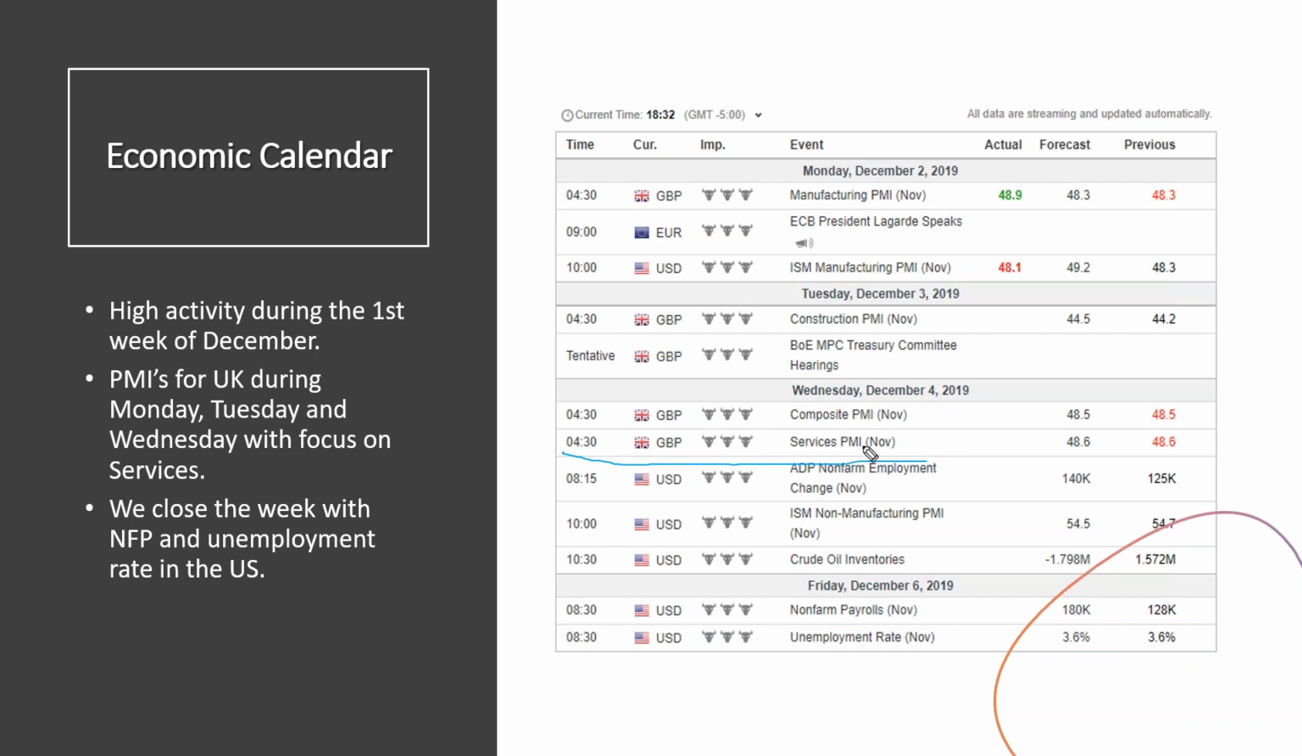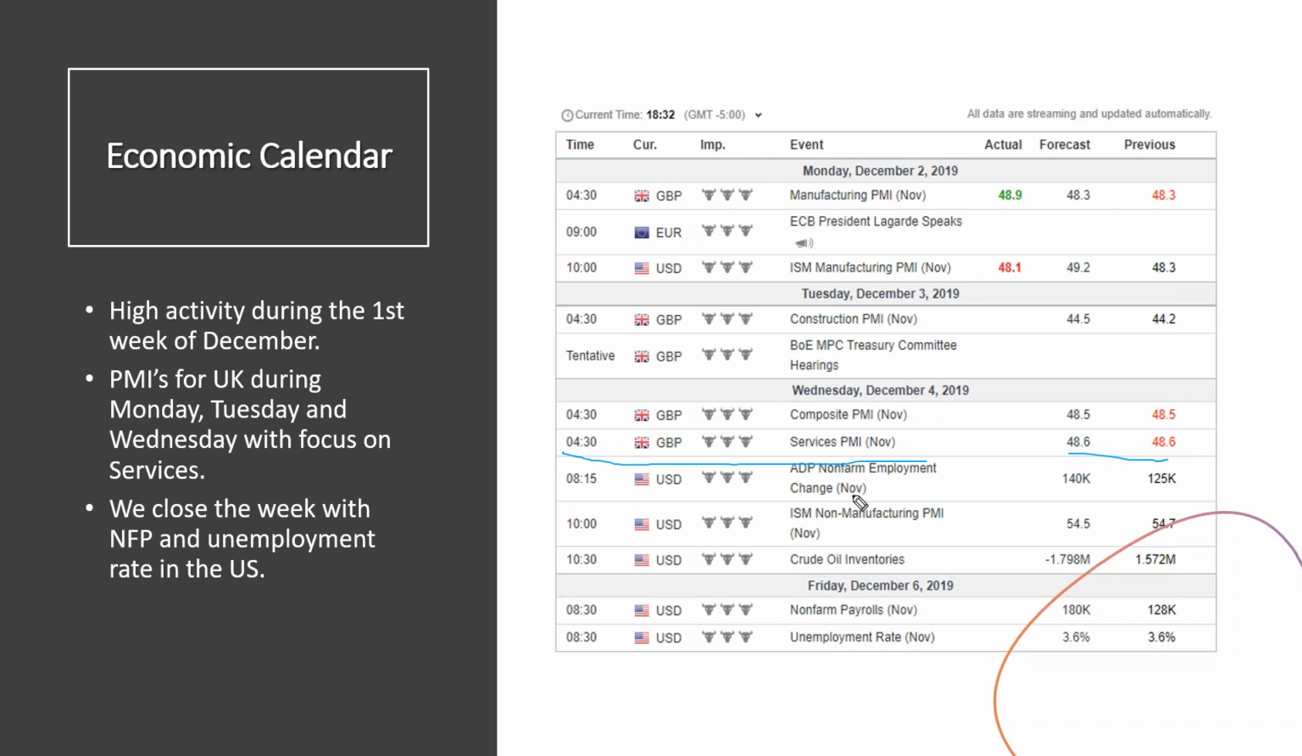So we will highlight in this case the services PMI for the UK. Why? Because it's the most important PMI of all three that we have this week. We have manufacturing, construction, and services on Wednesday. That is the biggest piece of the GDP in the UK, and it's important to see the evolution, especially with the uncertainty surrounding Brexit. So we need to keep a close eye on this indicator. They expect a flat 48.6. The previous one was exactly the same number.